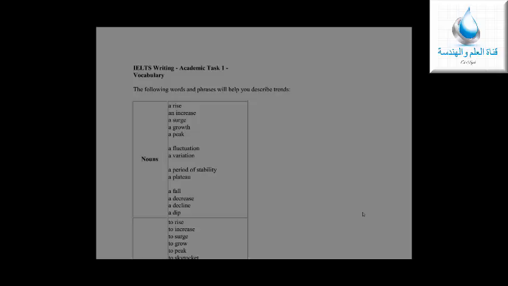Important that you learn how to use a variety of vocabulary. I think one of the biggest mistakes that a lot of students make is that they don't use a variety. They keep repeating the same words over and over again. They keep saying increase, decrease, increase, decrease. Okay, you have to learn how to use a variety of adverbs and adjectives that mean the same thing.